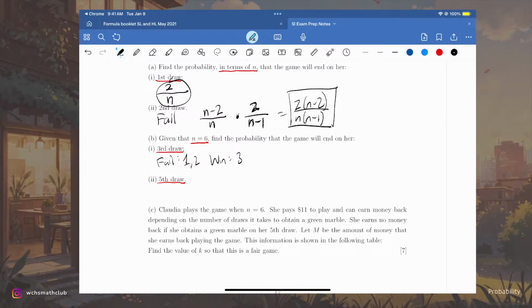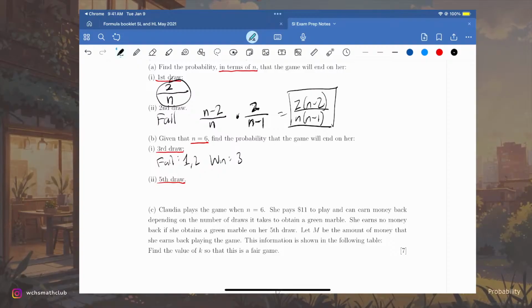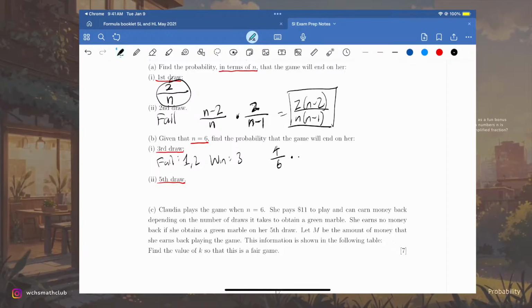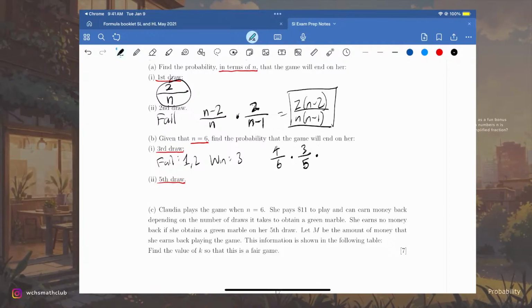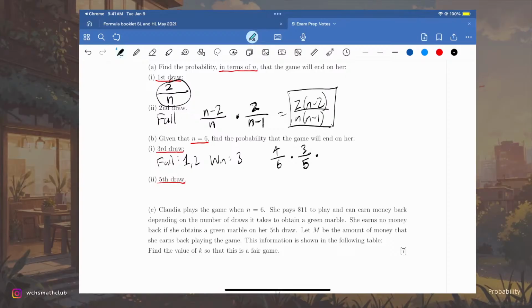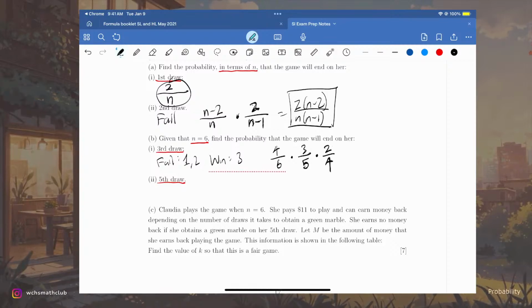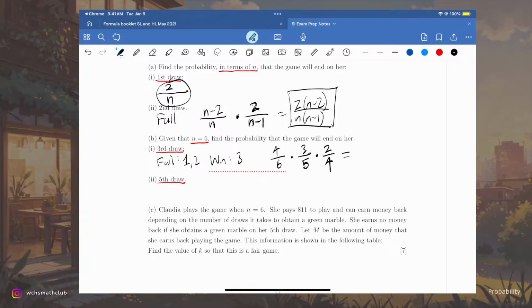So to fail your first one, since there are 2 green marbles and there are 4 red marbles, it's 4 over 6 total marbles. Now that you've removed 1 red marble, there are 5 marbles left and 3 red marbles left, so we get 3 over 5. And then on our last draw, we have to win, so that's 2 over 4, since we have 4 marbles left and 2 green marbles. So multiplying this out, 1 over 5.